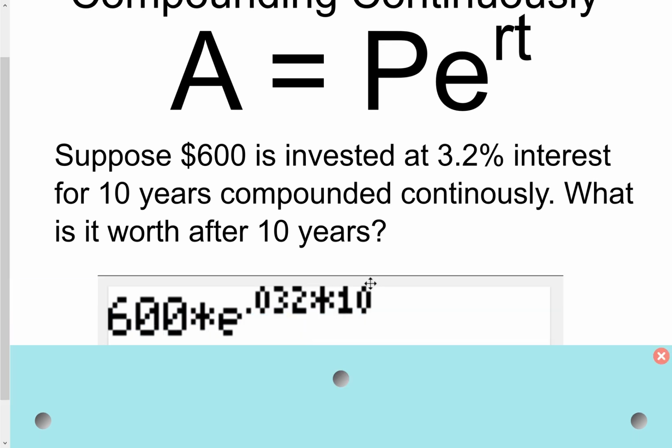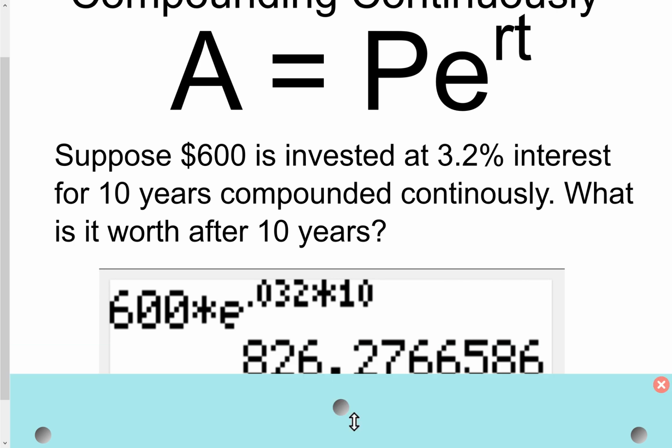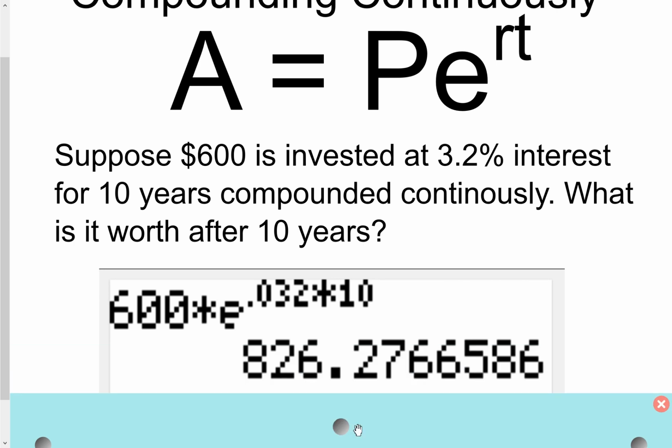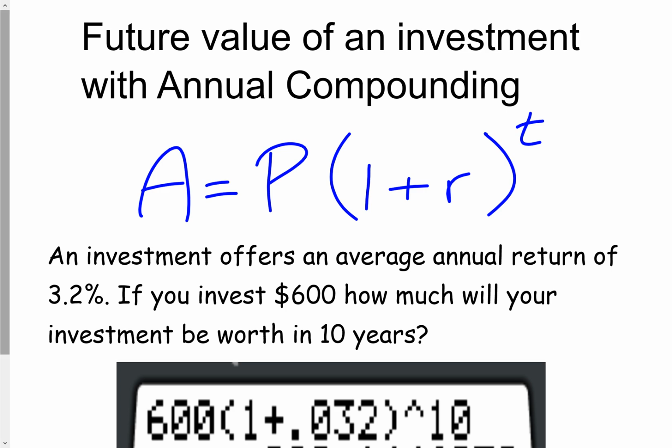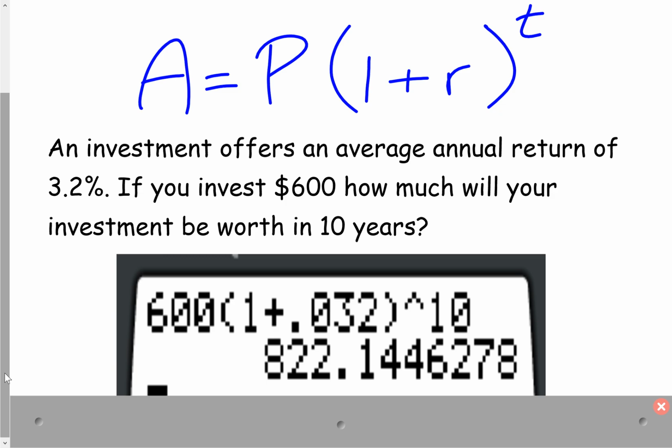So using that equation, 600 times e raised to the rt power. r is our rate, 0.032, 3.2% as a decimal, times 10. And we should get $826 and about 28 cents. And if you compare that to what we had when we compounded yearly, you can see that we make about $4 more when we compound continuously.